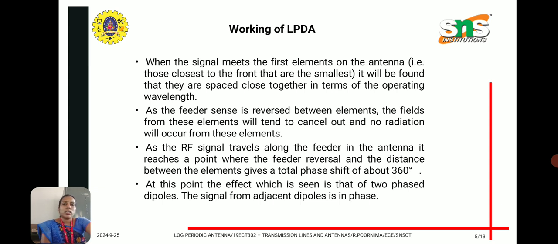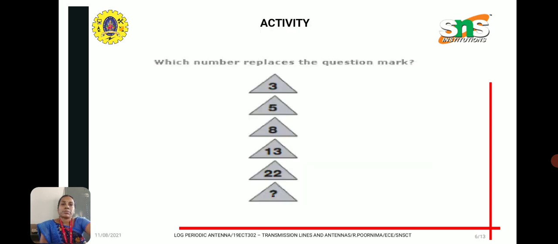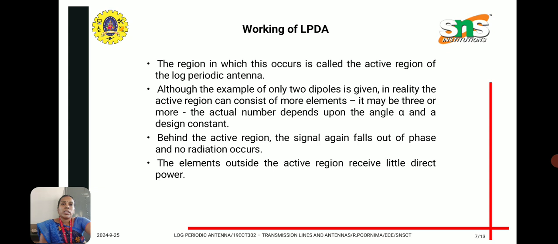As the RF signal travels along the feeder in the antenna, it reaches a point where the feeder reversal and the distance between the elements gives a total phase shift of about 360 degrees. At this point, the effect seen is that of two phased dipoles. The signals from adjacent dipoles are in phase. The region in which this occurs is called the active region of the log periodic antenna.